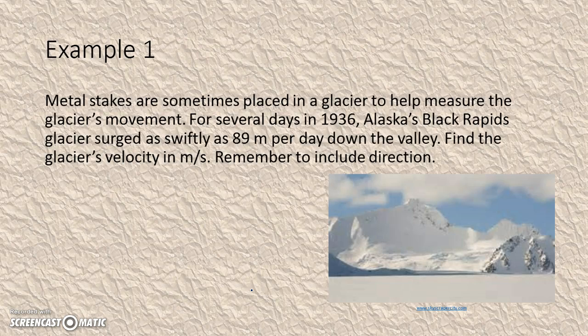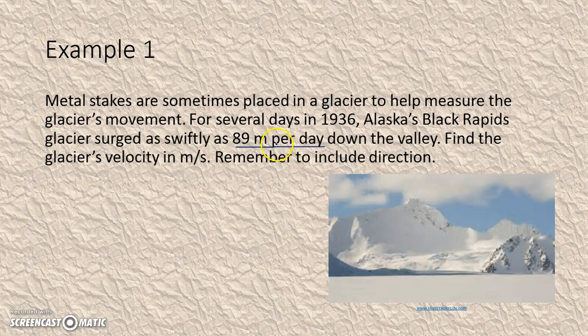Let's say this right here. Here's a big old glacier, and this is actually a picture of the Black Rapids Glacier up in Alaska, and it says metal stakes are sometimes placed in a glacier to help measure the glacier's movement. For several days in 1936, Alaska's Black Rapids surged as swiftly as 89 meters per day down the valley. Okay, and they want to know the glacier's velocity in meters per second, and you have to include direction.